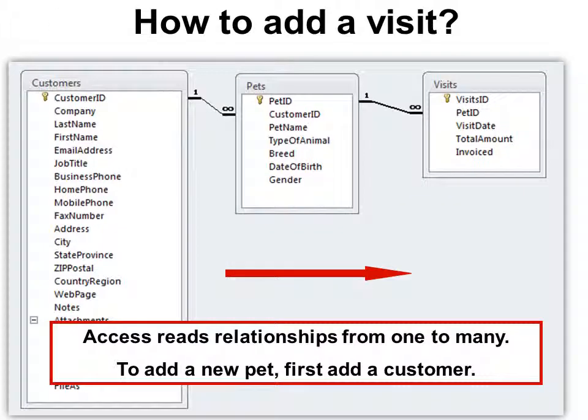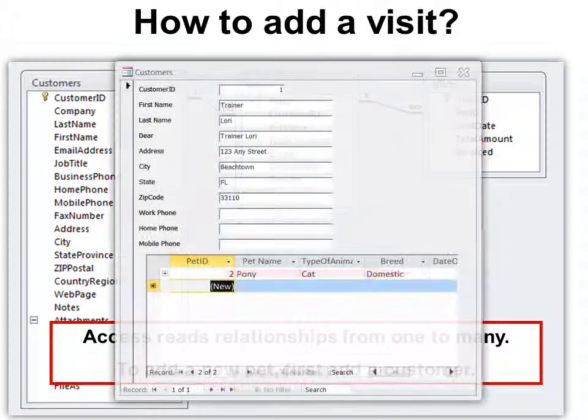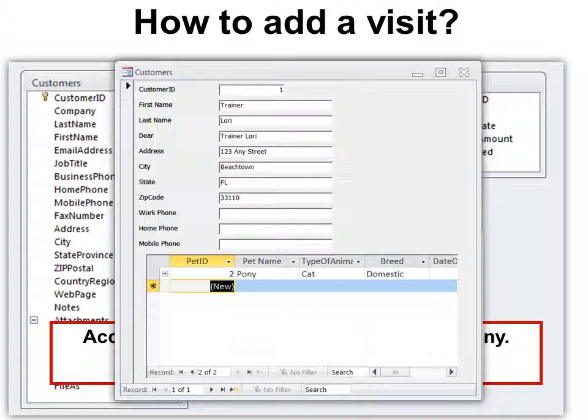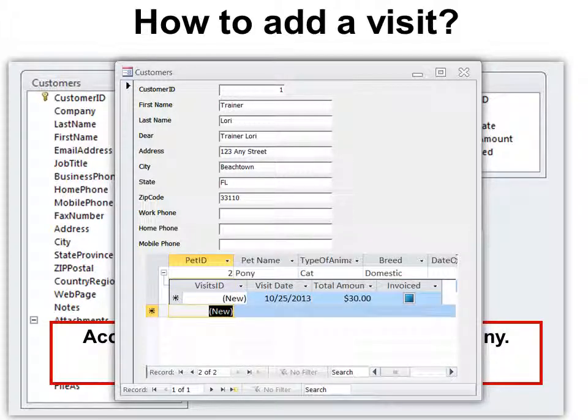So how do you add a visit? Access reads relationships from one to many, left to right. If I want to add a new pet, first I must have a customer. So how do I add a visit? I must have a pet.